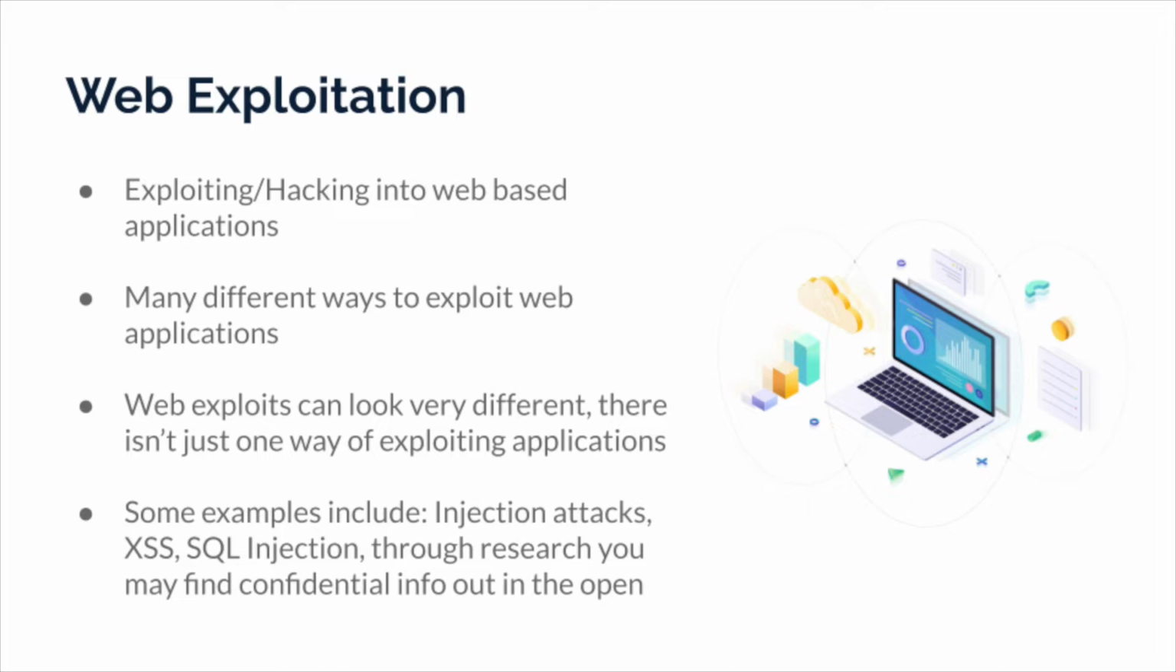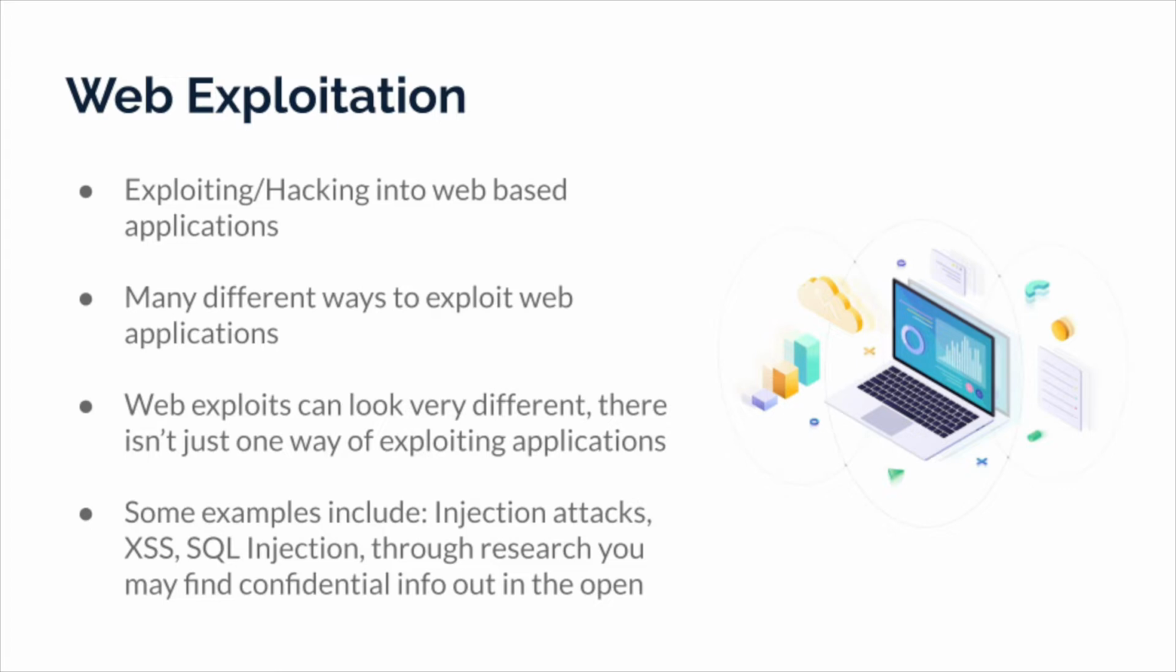So you can think of web applications as applications that allow users to conduct any activity online, for example, emails or websites. And there are many different ways to exploit web applications, and all different exploits look different. There isn't just a single way of exploiting applications. Some examples include injection attacks, cross-site scripting, also known as XSS, SQL injection attacks, and then through research, you may find confidential information out in the open that will allow you to just exploit any web application.